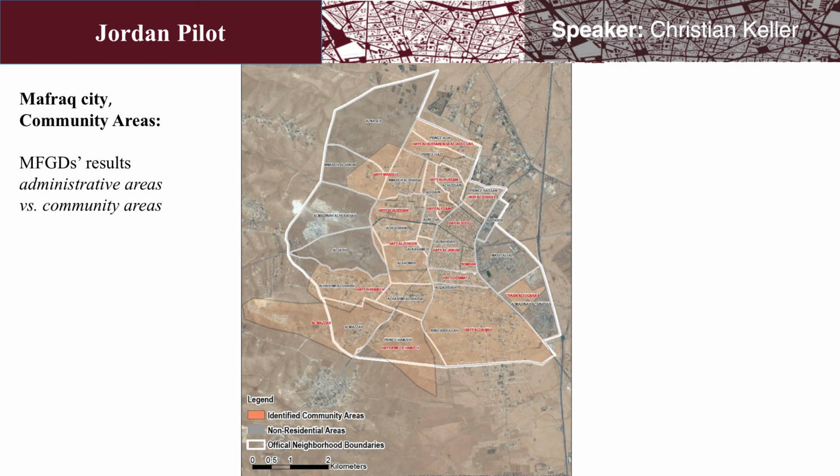What you see often, however, is that main roads, they do coincide, and they usually have official boundaries overlapping with perceived community area boundaries. But other than that, what we found from Mafraq city is that community areas are quite different from the official neighborhood boundaries.